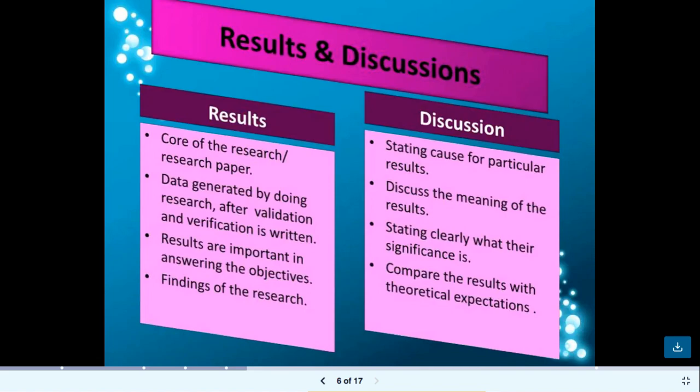How about the content of discussion? In discussion, you state the cause for particular results, discuss the meaning of the results, state clearly what their significance is, and then compare the results with theoretical expectation. We know that you already found some theories which support your hypothesis in your second chapter, the literature review, and you have to explain it, relating your findings with your theory in the discussion part.